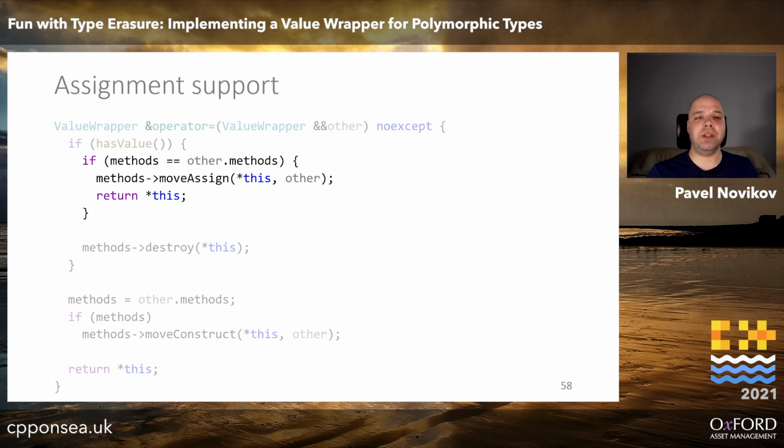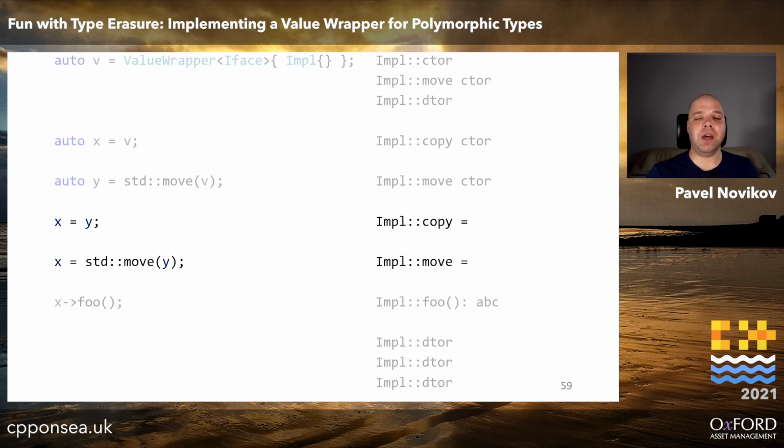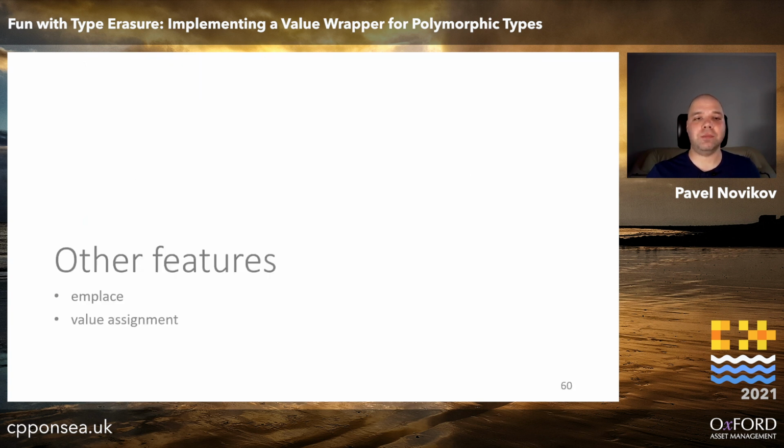For move assignment, this is kind of similar. We check if the other instance contains the same type, and if it does, we just call move assign and short circuit return from this operator. And now everything kind of seems in its place. Copy construction calls copy constructor, move construction calls move constructor, assignment calls assignment, and move assignment calls move assignment. We can be happy at this point.